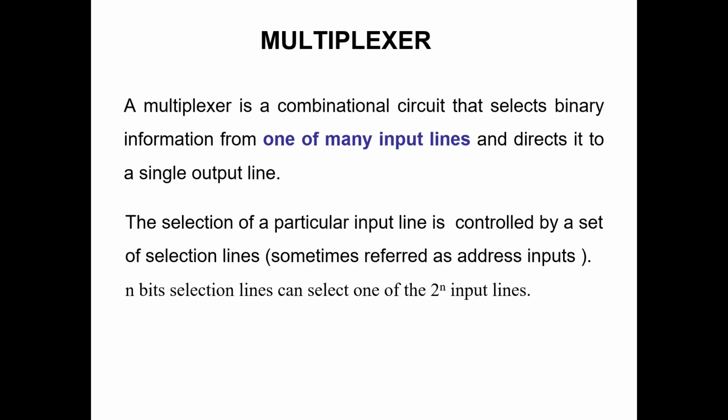A multiplexer is a combinational circuit that selects binary information from one of many input lines and directs it to a single output line. This is very important: one of the many input lines is directed to the single output line. The selection of a particular input line is controlled by a set of selection lines, also known as address lines. The n-bit selection lines can select one of the 2 raised to power n input lines.